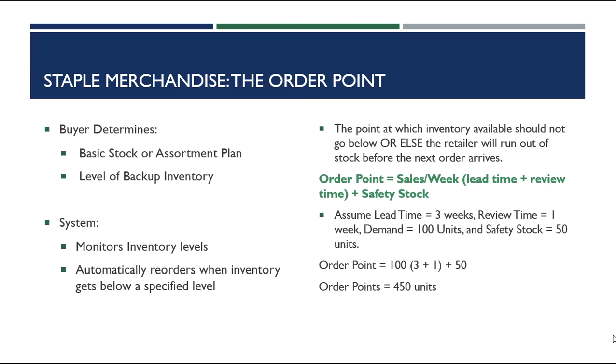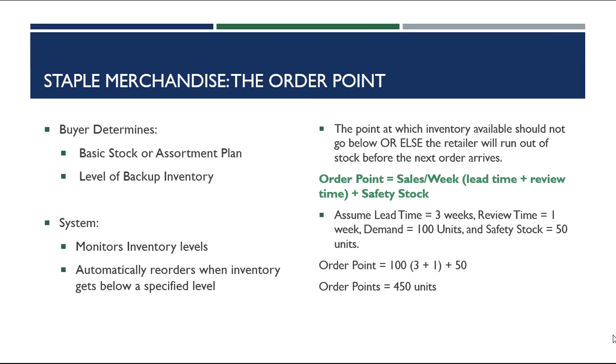Okay. So the order point here for this product is 450 units. And so if I'm a merchandise buyer, that's the number I'm going to put into the system. And so when the system is notified that we are hitting 450 units, they are going to automatically place an order with the manufacturer. So this is all done through the information system that we have at our retail store. And again, it's one of the reasons why it's so critical to have all of your information stored in that information system at your retail store.